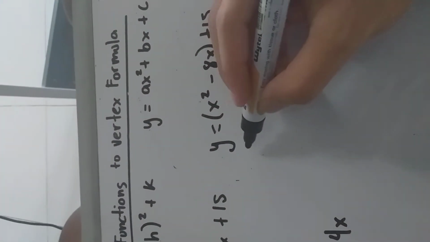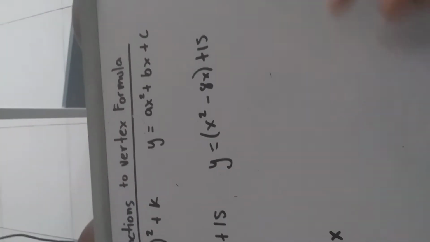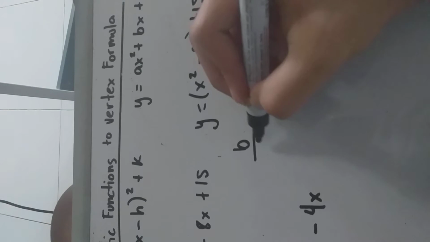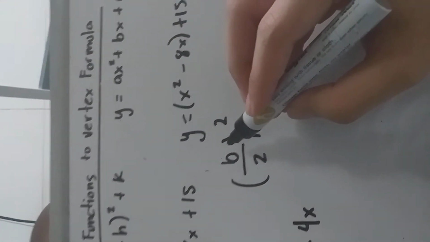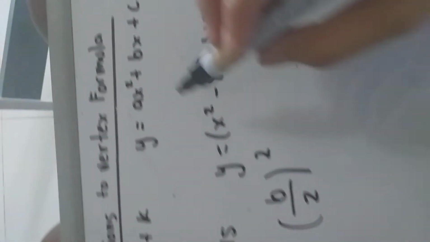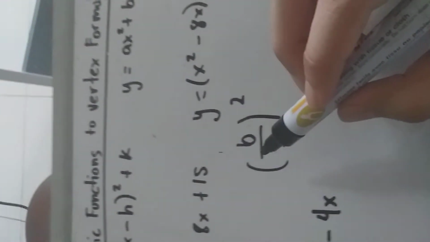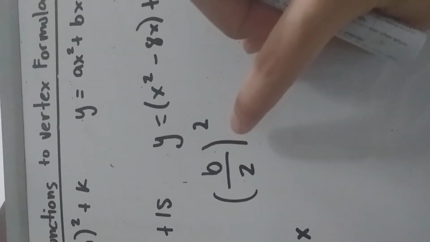After that, we do a thing called completing the square. If you recall in my other video, in order to complete the square, we get b over 2 squared. In this case, what is the b? Our b is here, as you can see in the standard form. The b is the number beside x, so this is the coefficient of x over 2.